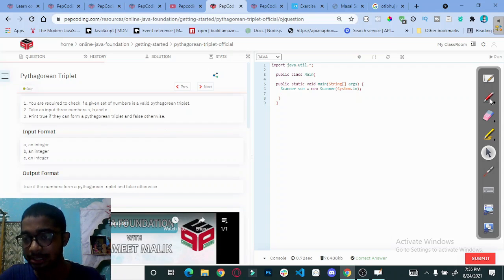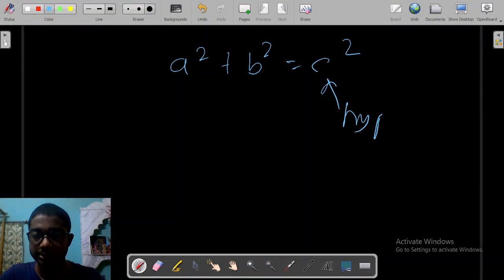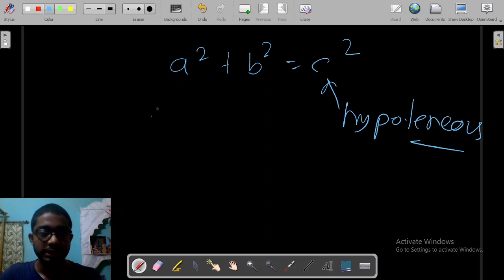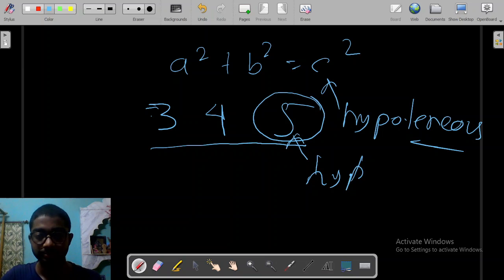So let's see what a Pythagorean triangle means. The Pythagorean triplet concept is a square plus b square is equal to c square, where c is the hypotenuse. In the input there are three values: 3, 4, 5. We need to find out which of the three numbers is the highest value. Here you can see this is the highest value, so this is the hypotenuse.